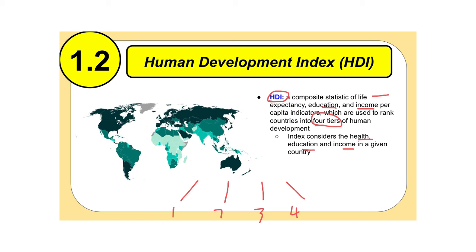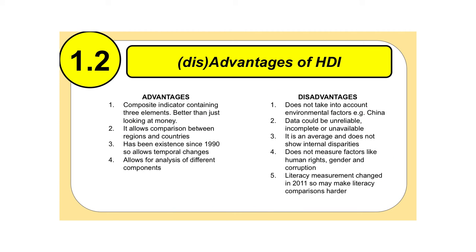So not just looking at GDP and things like that, then they're looking at things like access to healthcare, access to education, free and quality education, and then how much income is evenly distributed among people. So again, this is going deeper into understanding human development. Here we list a few advantages and disadvantages of the Human Development Index. Some advantages include it is a composite indicator that contains 3 elements, better than just looking at money. So it has 3 different categories that we look at and analyze. So it's not just looking at the income. It allows comparison between regions and countries.